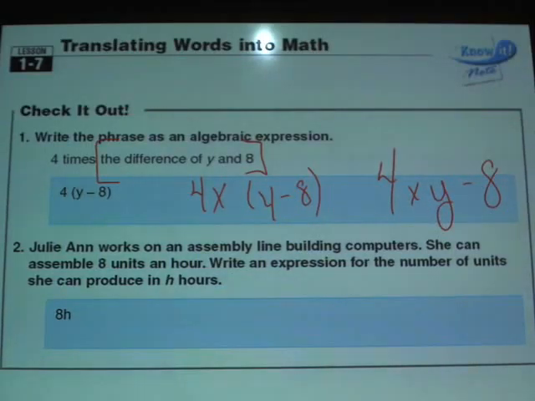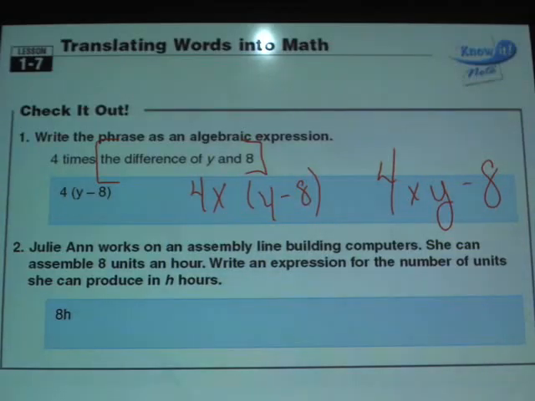In number 2, it says Julianne works on an assembly line building computers. She can assemble 8 units in an hour. Write an expression for the number of units she can produce in h hours. So let's just say Julianne worked for 1 hour. What mathematical problem would be solved to figure out how many computers she made? Well, we would do 8 times 1, because she makes 8 computers an hour, and she worked for just 1 hour. If she worked for 5 hours, what problem would we solve? Well, we would do 8 times 5, because 8 times 5 is 40. Let's say she worked for 10 hours. Then we would do 8 times 10, because 8 times 10 is 80.